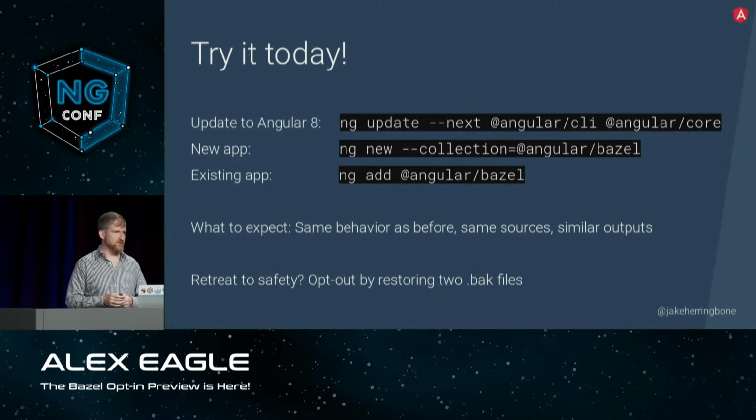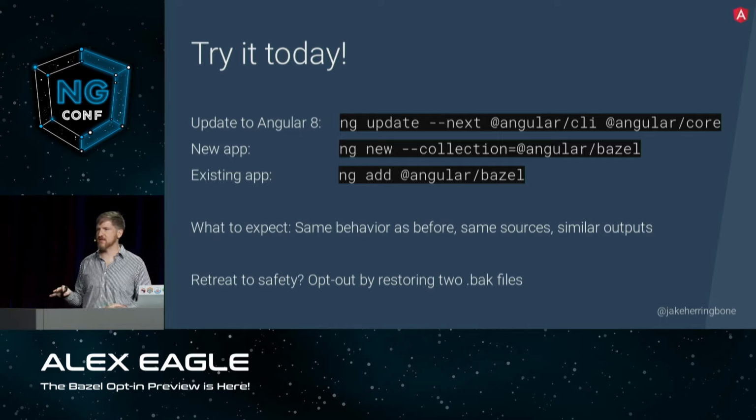So let's say you want to try this, and you have an app where you think it can actually solve your problems. The simple way to get on board is, first of all, update to Angular 8. Then either create a new app using the @angular/bazel collection, or use that same package with ng-add to add Bazel into your existing application. At this point, you should expect the same behavior as before, and your sources haven't really been changed. There are just a couple of differences when we set up Bazel, and the outputs all look similar. But it doesn't yet have all the scaling properties. This is just your first step: let's see if Bazel can work in my project.